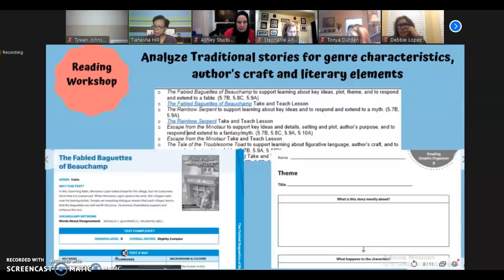In Reading Workshop, the big focus is around traditional literature. The focus will include analyzing the genre characteristics, author's craft, and literary elements and devices. The companion document offers lesson support and resources that can be found on HMH. Most resources within HMH can easily be downloaded and added to Canvas to support the virtual learning environment.